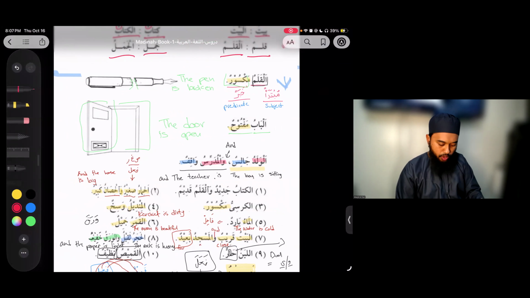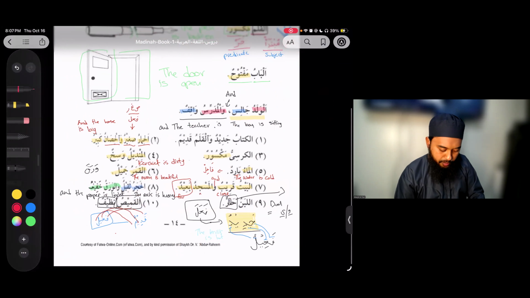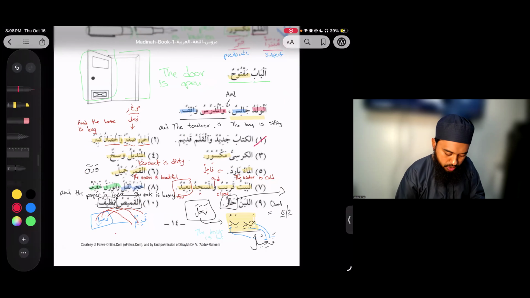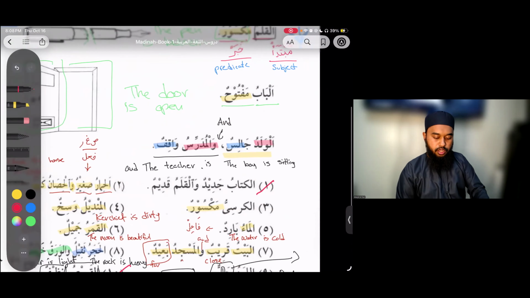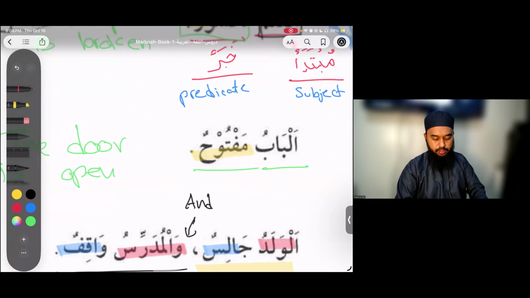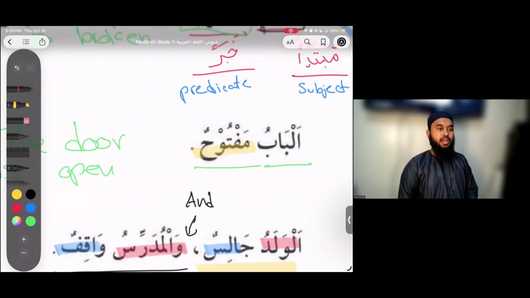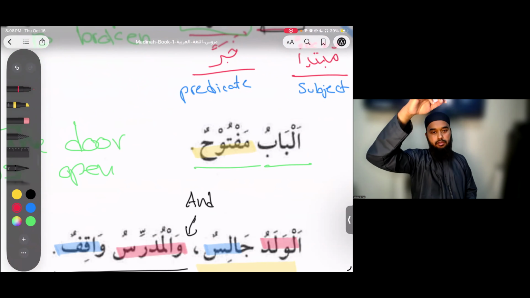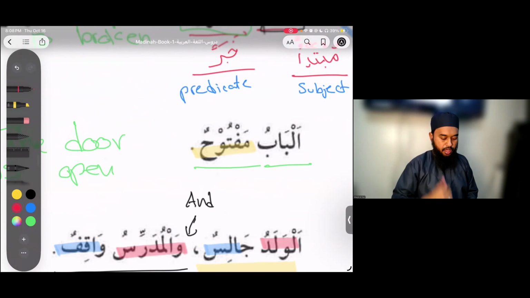I'll give one more example, and we could go through all these examples ourselves, 1 to 10. But let's do this last one. الولد جالس والمدرس واقف. Can someone translate that? Don't try not looking at the board. This is a revision once again. We've done it in the past. Can someone do it on site? Then we'll do one example online, and then we'll call it a day, inshallah.